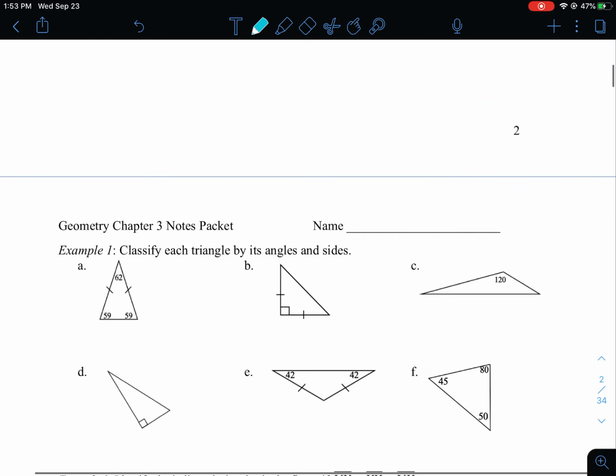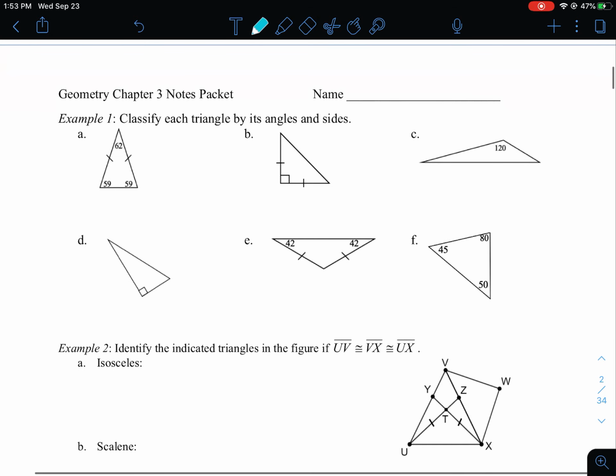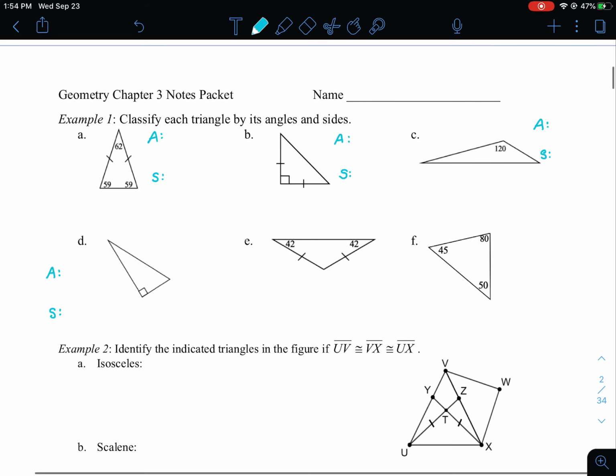So let's take a look at our first example using these classifications. For example 1, it's asking us to classify it by its angles and sides. I'm going to do that for every one, so that way we specifically know, because I will tell you sometimes on a quiz or a test, it won't ask you for both. It's only going to ask you for one. So you need to make sure you know which classification is by its angles and which one's by its sides.